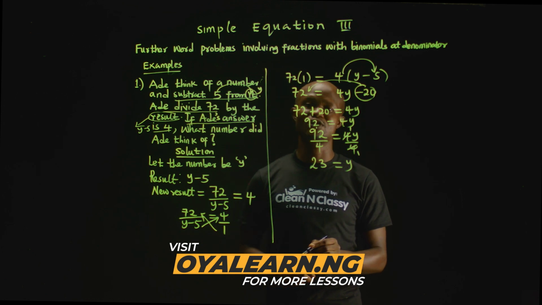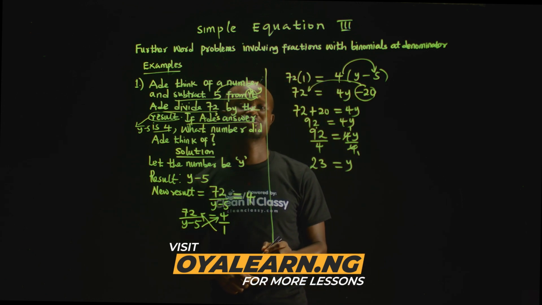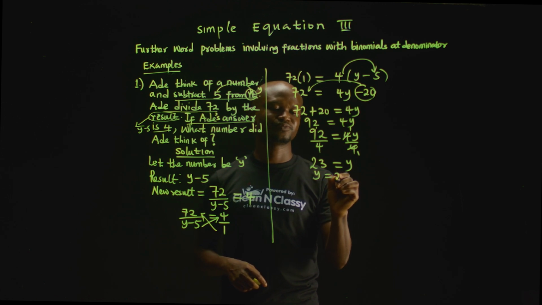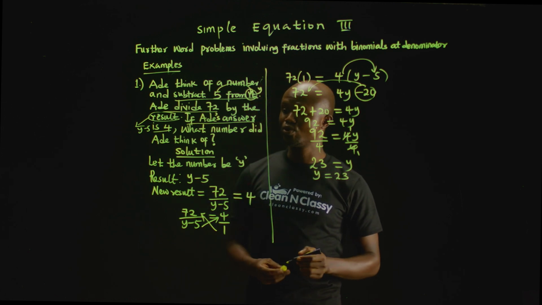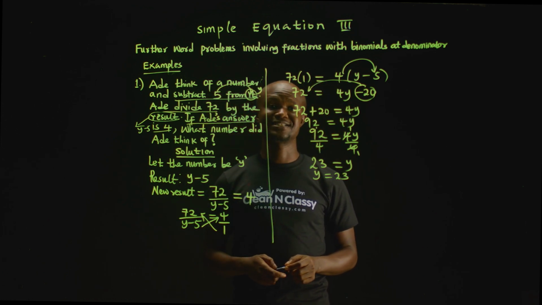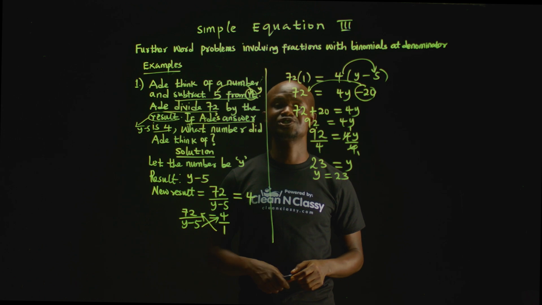It means that the value of y equals 23, meaning that y equals 23. So, the number that Ade thought of is 23. That is the solution to the problem.